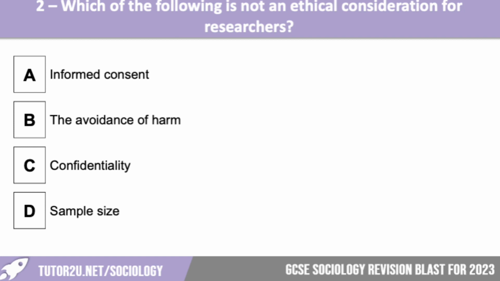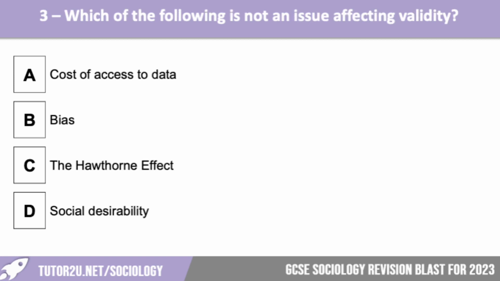Okay, let's reveal. It is sample size. So informed consent there is really important. The idea of consent is all about saying yes to something, but informed consent means that you know exactly what you are agreeing to. Three, which of the following is not an issue affecting validity?